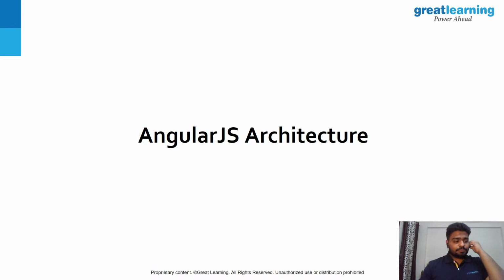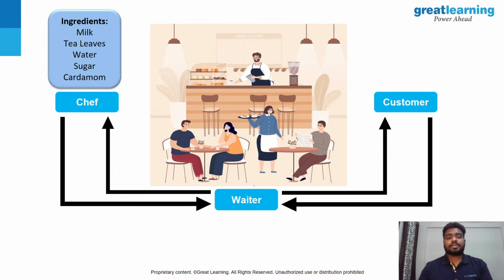Okay, let's move to the architecture, guys. So this is very important now. Let's first understand this real world example, okay? Now, what happens when you go to a cafe or a restaurant? You are the customer, right? Waiter will come to you.